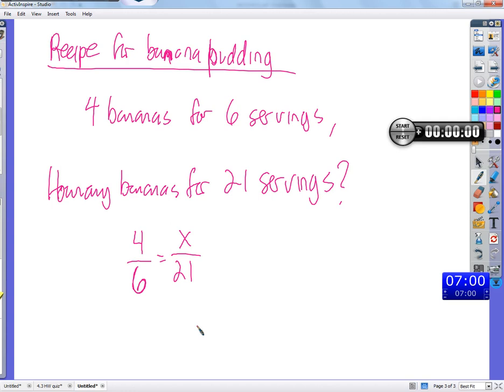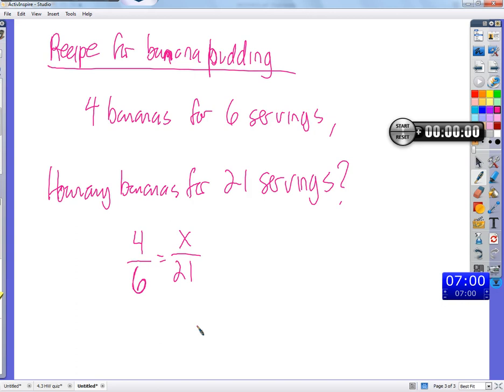So now it's a matter of how do we solve it. Nathan? I did 21 divided by 6 and got 3.5, and then times 4 by 3.5 and got 4. Why did you do that? Because it would be equal if I did and I didn't get it.